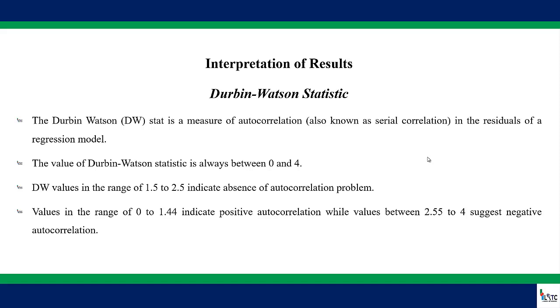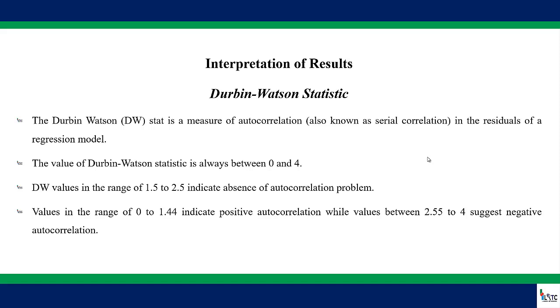Now let us quickly look at the Durbin-Watson statistics. For Durbin-Watson statistics, we have our value ranging from 0 to 4. That is the value of Durbin-Watson statistics. It ranges from 0 to 4. When the value of the Durbin-Watson is between 1.5 and 2.5, it means that your model is free from the problem of serial correlation. So in that case, you don't need to worry about the outcome of your model.